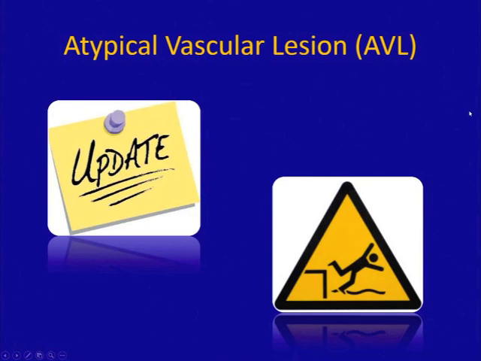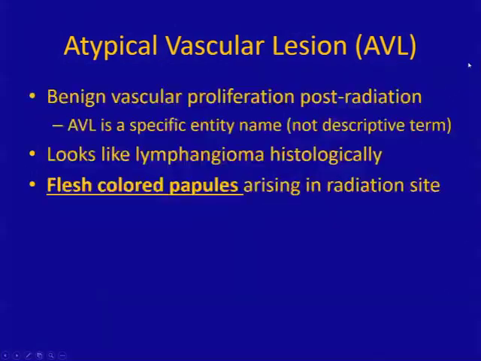So let's talk about AVL, Atypical Vascular Lesion. So I don't really love this name because this lesion is not really that atypical, and also the name sounds like it's a descriptive diagnosis rather than an actual specific entity name. So I think that confuses a lot of people. And what this is, is a benign vascular proliferation that arises in the setting of radiation. And it often looks histologically a lot like a lymphangioma or a lymphatic malformation. It has infiltrative growth but lacks atypia usually.